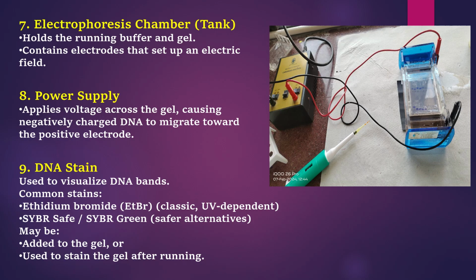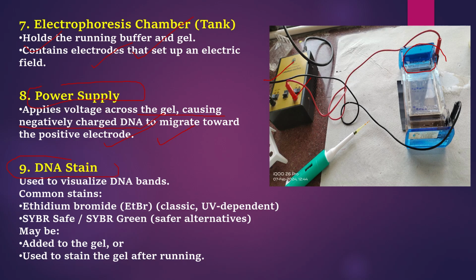Now, the fourth one is the electrophoretic chamber or tank. Here you can see the blue colored tank, which will hold the running buffer and the gel, and it has an electrode which will set up an electric field. Now, the last one is the power supply. The power supply applies a voltage across the gel, so that the negatively charged DNA molecules can migrate towards the opposite, positive electrode. Here you can see black to black and red to red is connected, cathode to cathode, anode to anode.